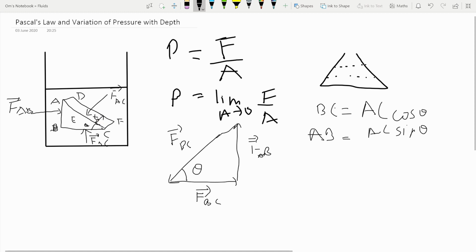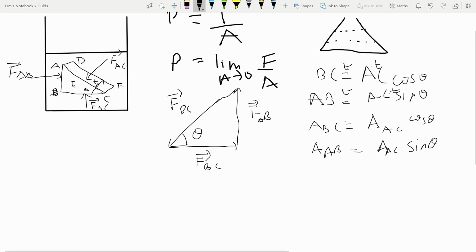So we can say ABC is equal to AAC, that is, we're talking about the areas right now. All I've done over here is multiply the expression by T. So we can say AAC cos theta, and AAB is equal to AAC sin theta. And now you'll finally see why I went to so much trouble of doing this.